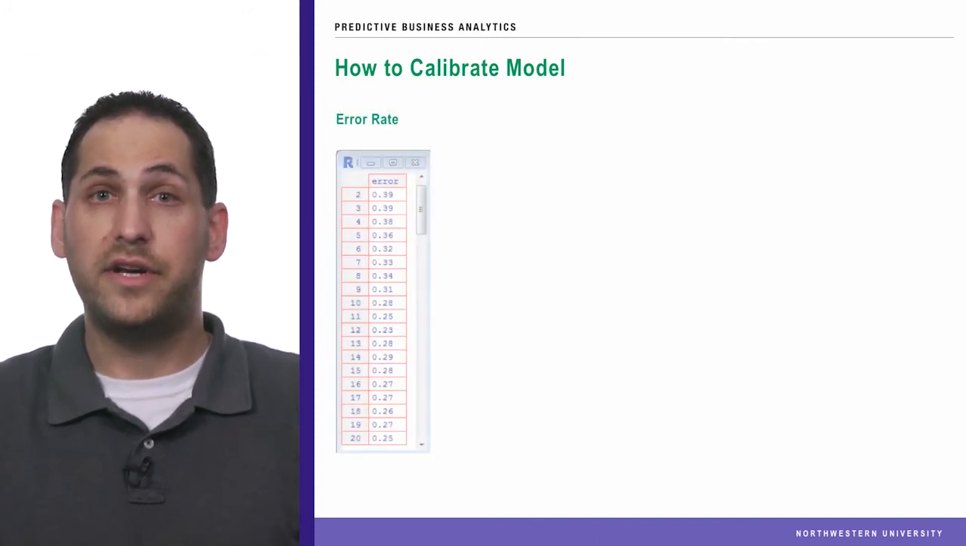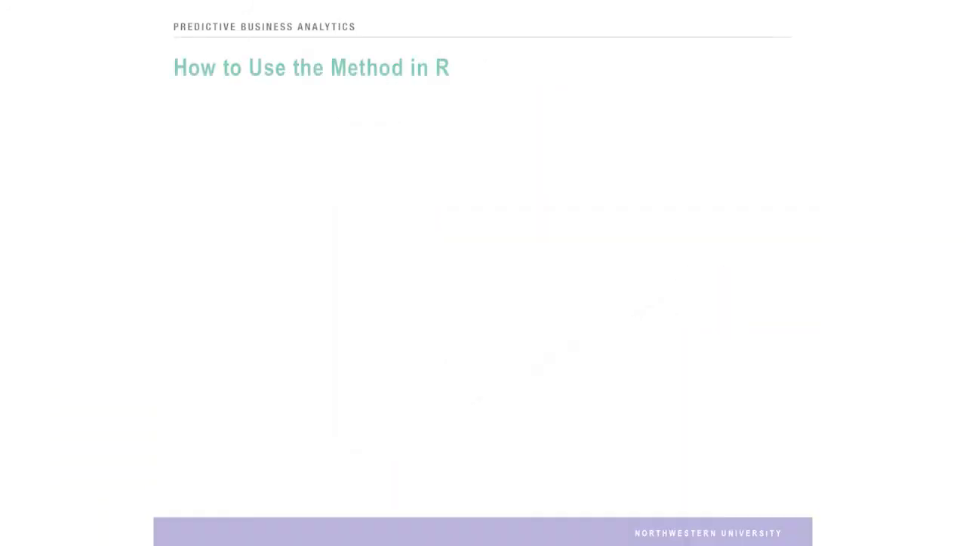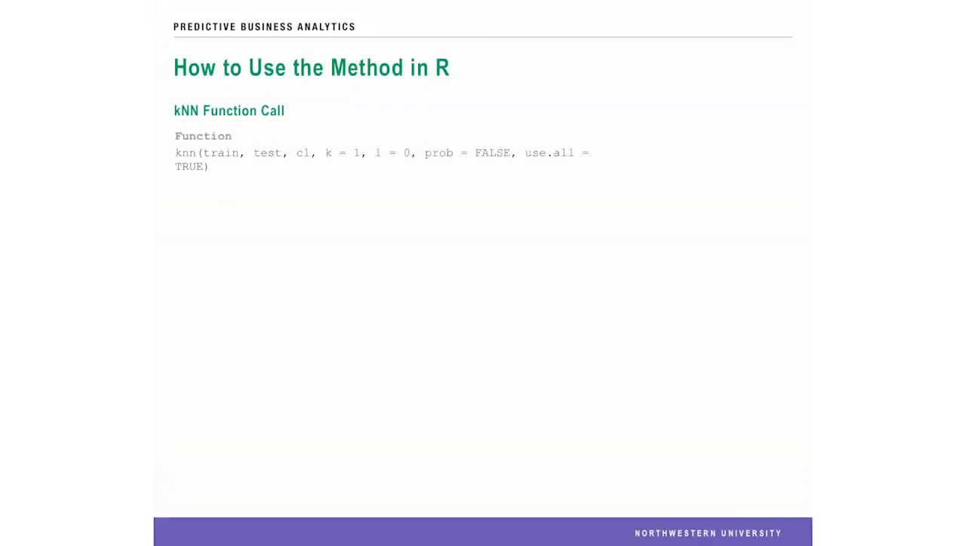Let's take a look at the error rates for various values of k. As you can see, using our test set yields an optimal result of 20 for k. We will be using the class package in R, which has an implementation of the kNN algorithm using Euclidean distance as the measure of nearest.